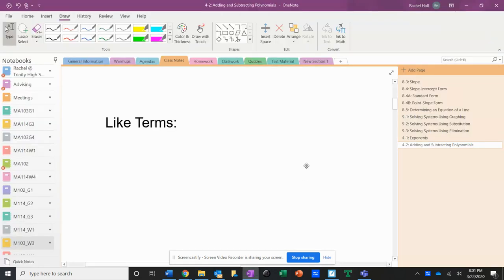All right, guys, so 4-2, adding and subtracting polynomials. Let's go ahead and get started. If you will, go ahead and write that on your paper, please, and we're going to get a definition for it.